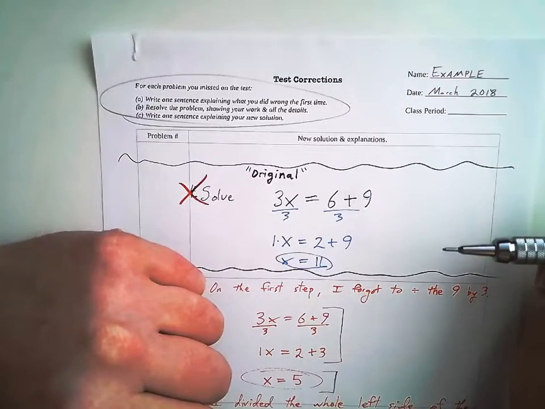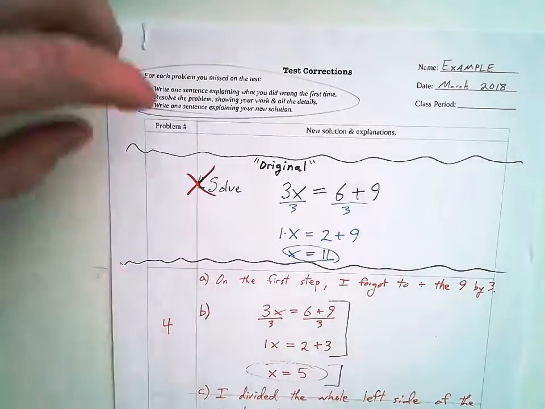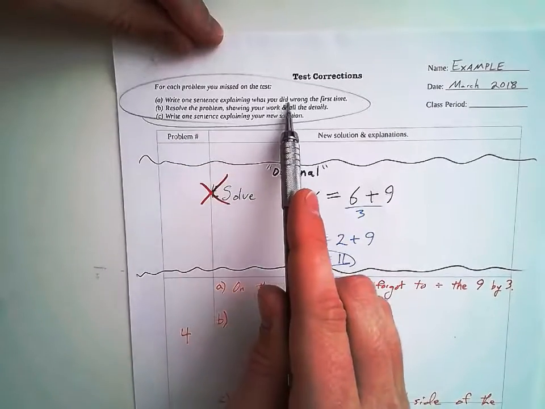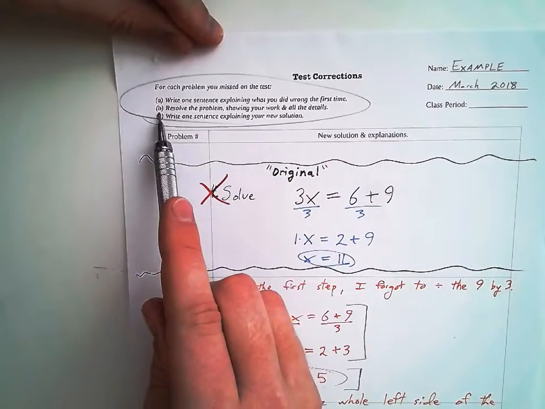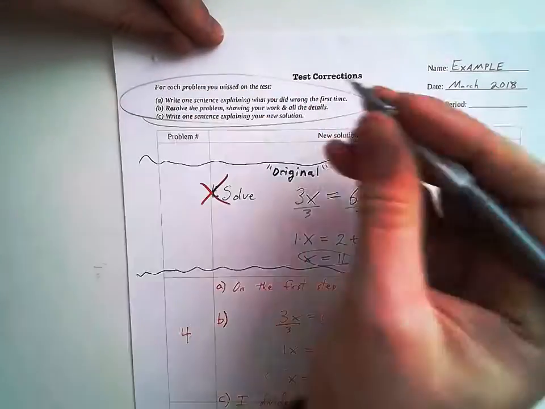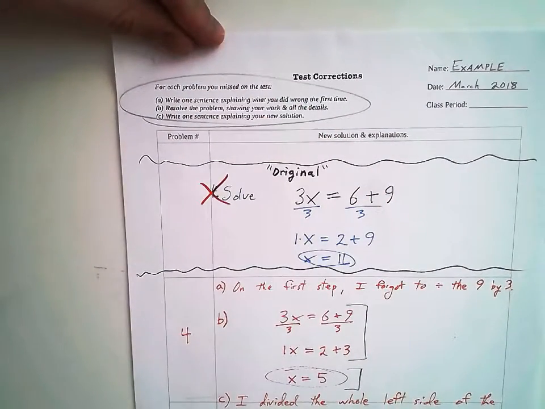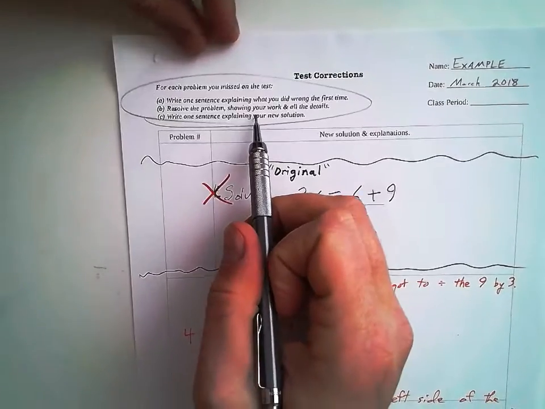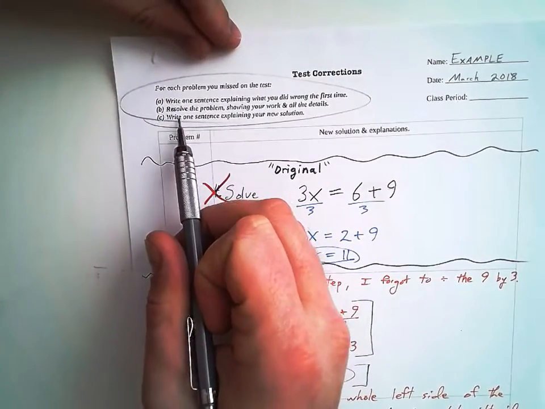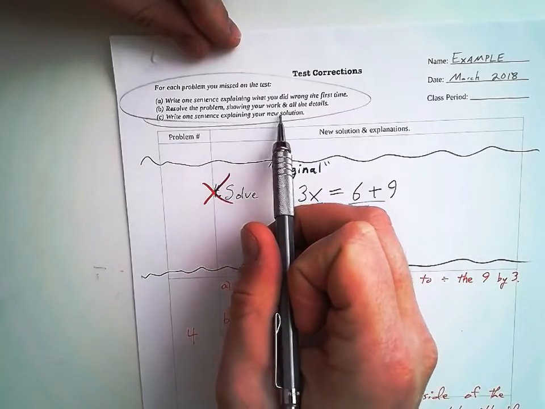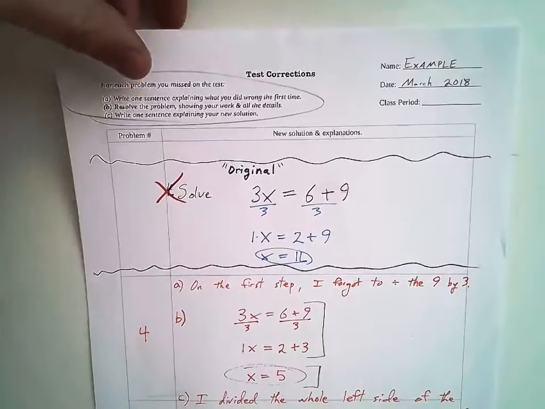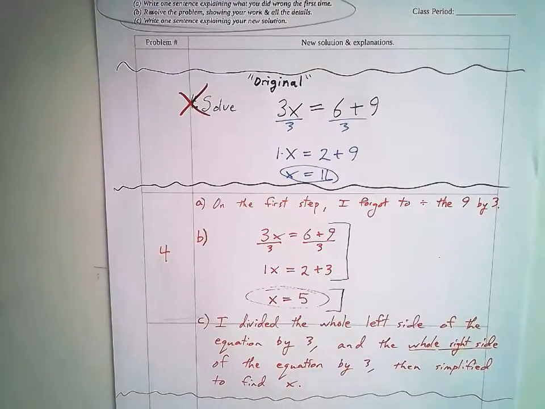Read the instructions, okay? Step 1, write a sentence explaining what you did wrong the first time. Step 2, re-solve the problem, showing your work and all the details. Step 3, write one sentence explaining your new solution. So, let me show an example.